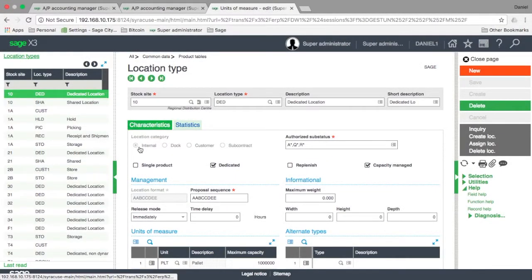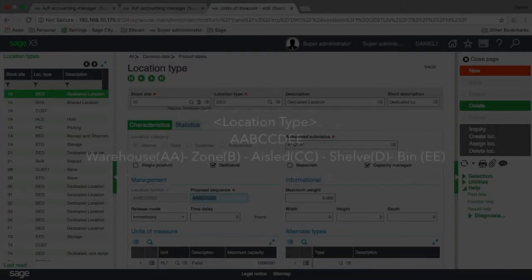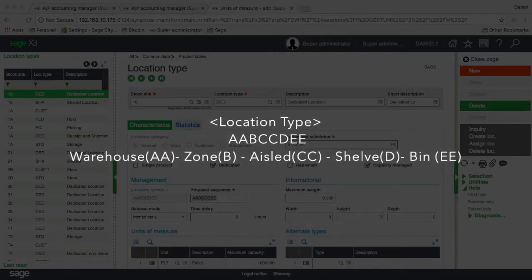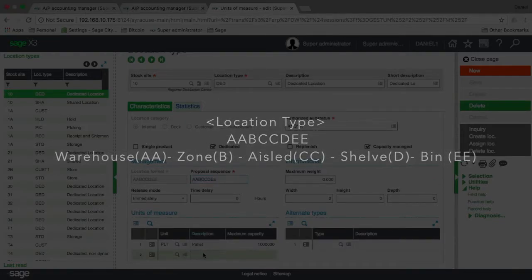At the regional distribution warehouse, to define a dedicated type of location, at location category we select internal and dedicated. For shared type of location, we leave the dedicated checkbox unchecked. For location formats, we will specify 5 levels, which are Warehouse AA, Zone B, Aisles CC, Shelf D, and Bin EE.